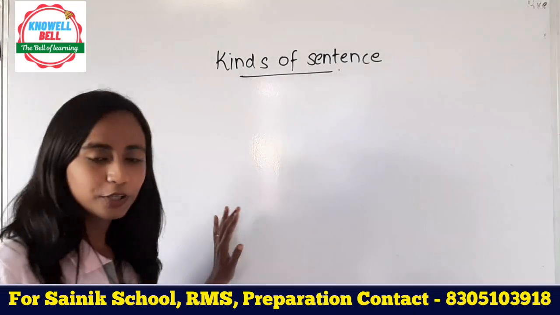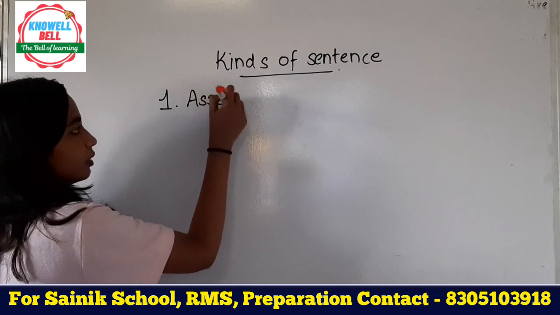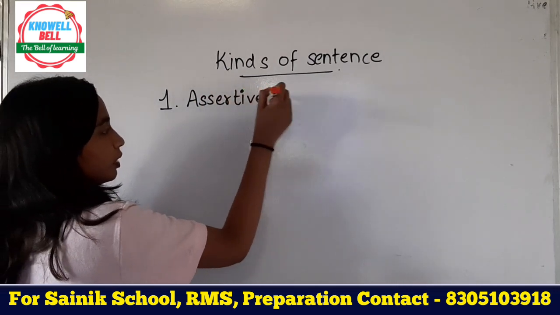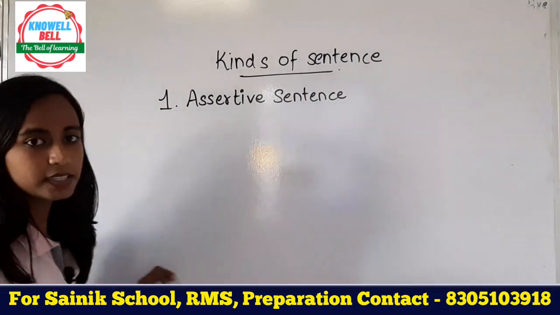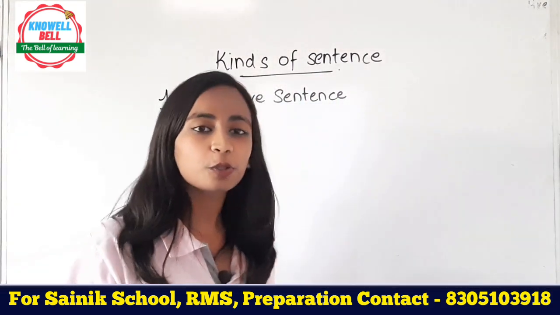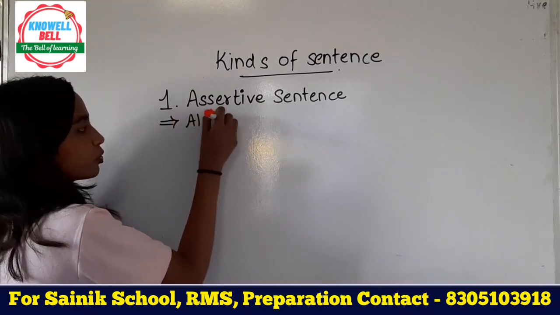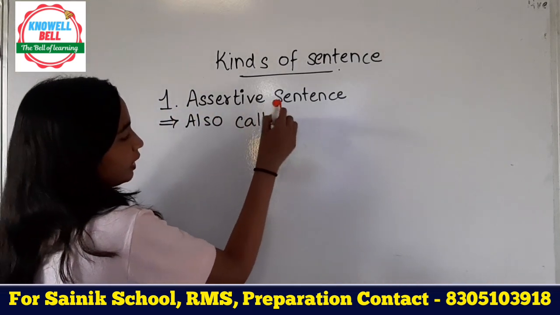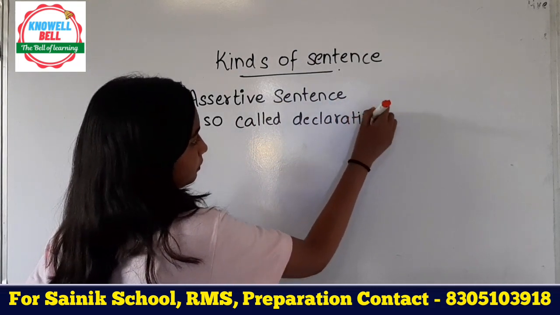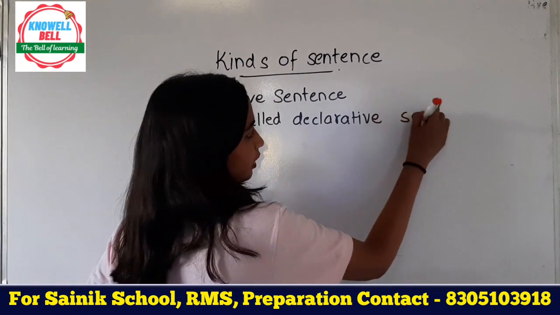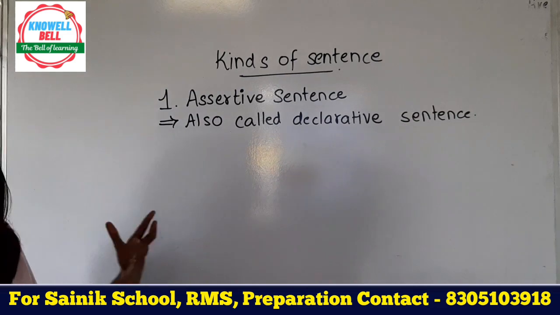The first kind of sentence that we will study about is assertive sentence. Okay, assertive sentence का ही another name है. It is also known by the name of declarative sentence. So we can write that it is also called declarative sentence. Okay, or you can also call it a statement sentence.